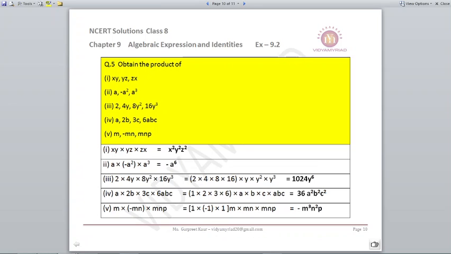a into 2b into 3c into 6ab. So 2 into 3 into 6 we will do 36. There are 2 a's in this, there are 2 b's and there are 2 c's. So 36 a square b square c square.